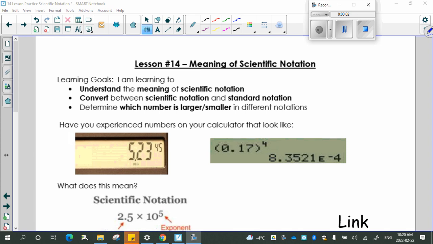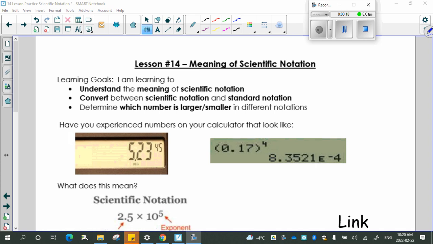14, meaning of scientific notation. So we're learning to understand the meaning of scientific notation, convert between scientific notation and standard notation, and determine which number is larger or smaller in different notations.